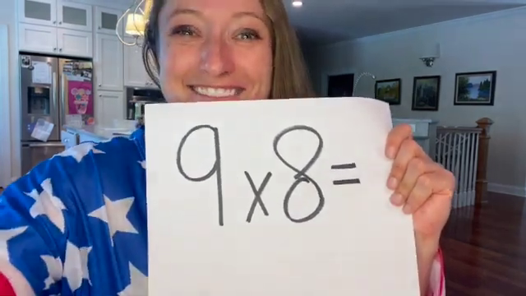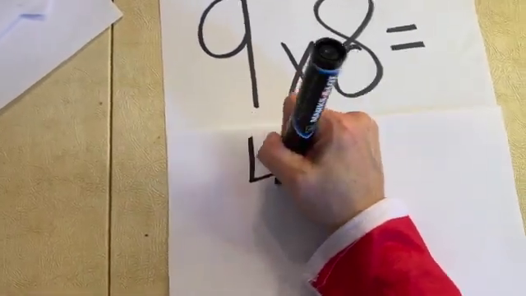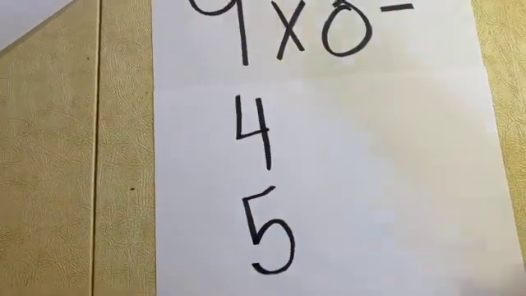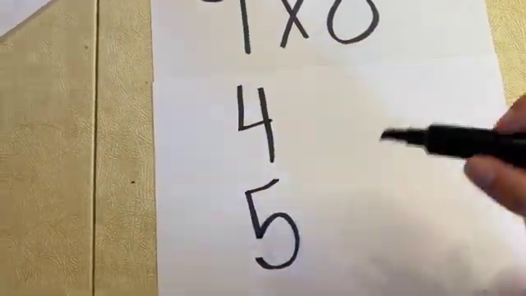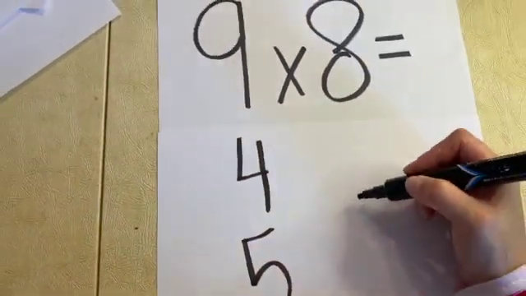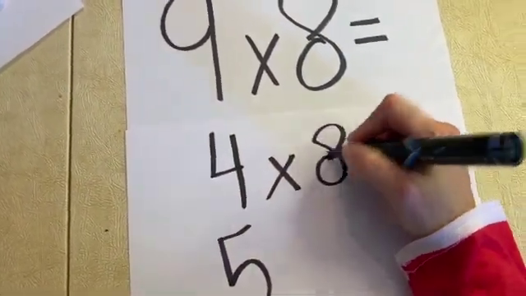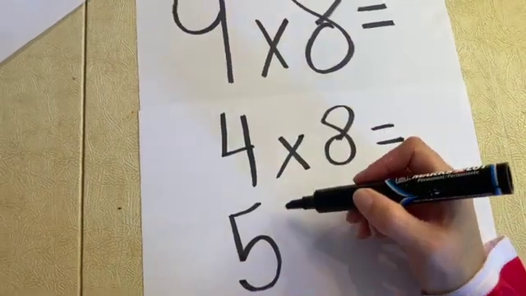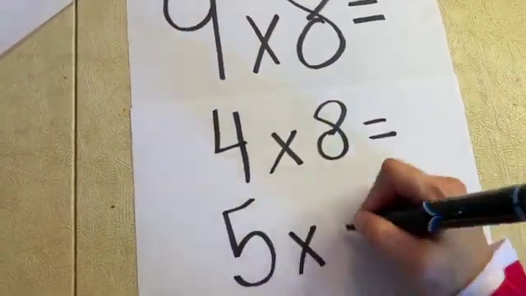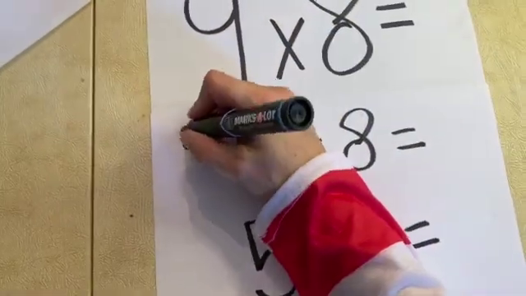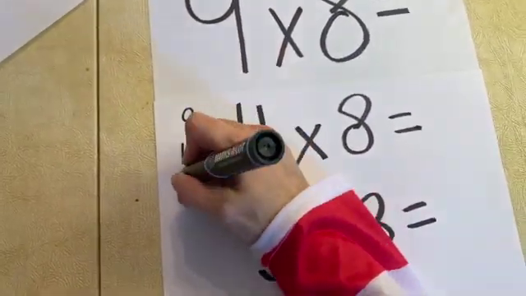All right, guys, so I've got 9 times 8, but I know that I can break down the 9 into 4 plus 5 because 4 plus 5 equals 9. Now, I still need to take my times 8 down, so I'm going to write that in both areas to do an equation. Now I've got to figure out how to solve these. I can do this by doing my 8 facts out to the side.